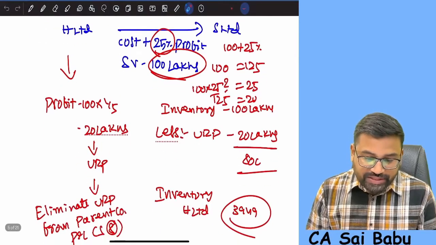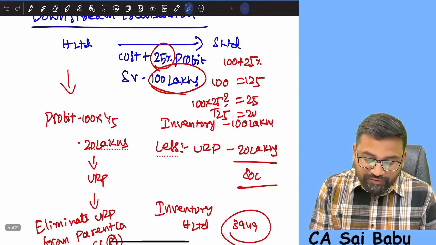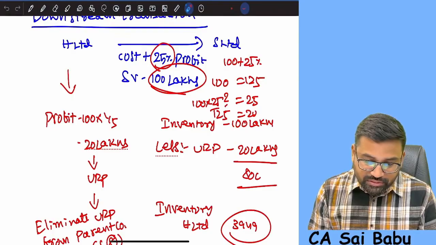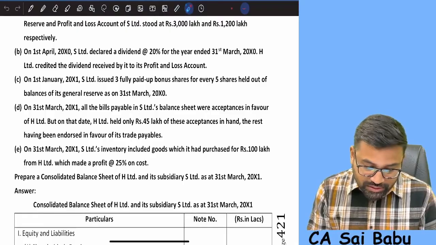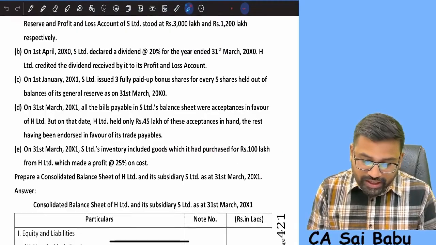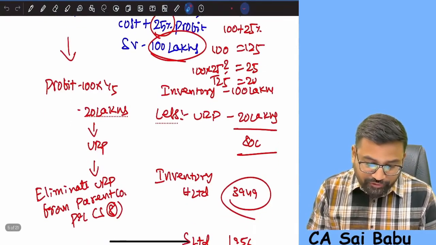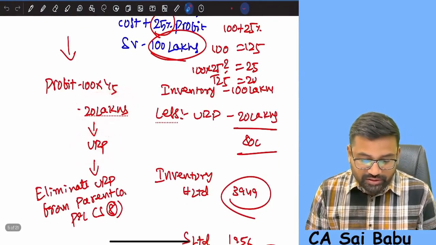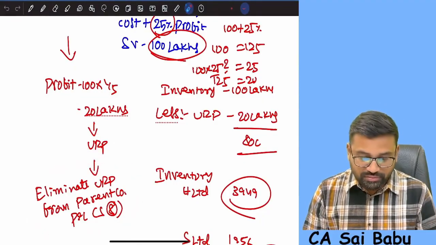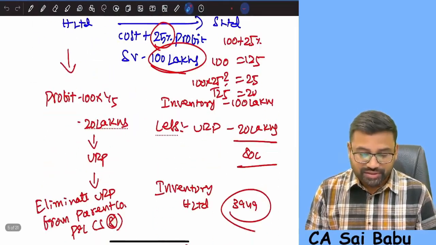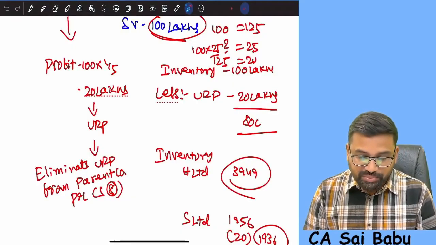So what is the profit which is recognized by H Limited, sir? 25% profit on cost, so 1/4 on cost, 1/5 on sale price. So 100 lakhs is included in the subsidiary company. In this 100 lakhs, what is the unrealized profit? 20 lakhs unrealized profit. This unrealized profit we need to eliminate from the parent company completely, because here the transaction is what? Downstream transaction. Entire 20 lakhs is eliminated from the parent company reserves and surplus.